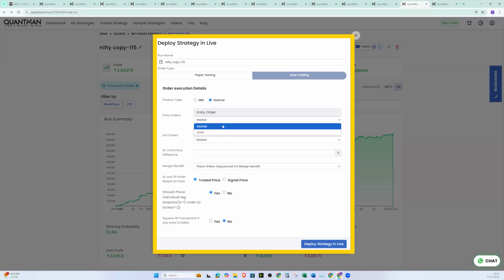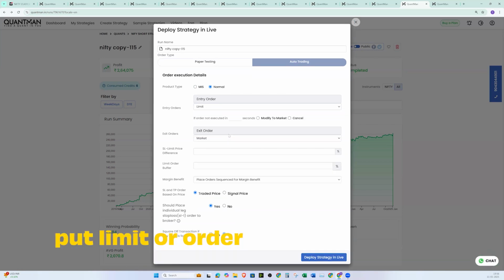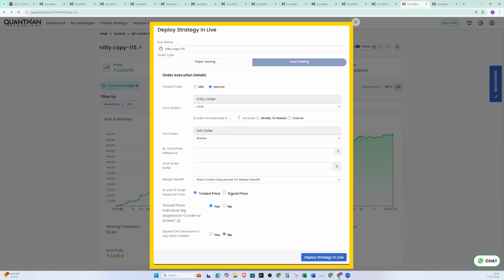My entry will be market, because whatever slippage there is, I accept it as the entry, because once the condition is satisfied, I'm willing to enter the trade. I don't want the signal price. If you put a limit order, it waits for how many seconds? 2 seconds. If your limit order does not execute in 2 seconds, it will modify to market. In 2 seconds, you end up with huge slippage. That's why we always use market orders.